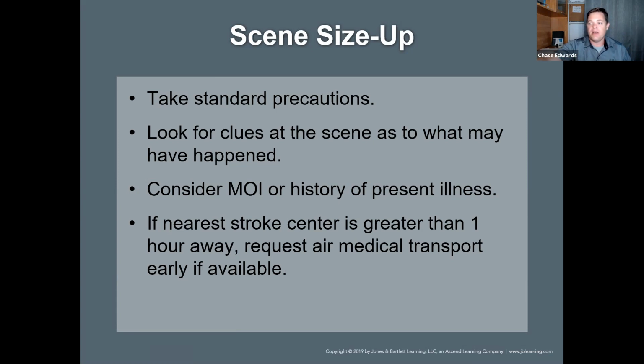AEIOU TIPS is going to be your coma diagnosis or altered mental status diagnosis. A is for alcohol, acidosis, ammonia, and arrhythmias. E is for endocrine, electrolytes, and encephalopathy. I is for infection. O is for oxygen or overdose of opiates. U is for uremia.